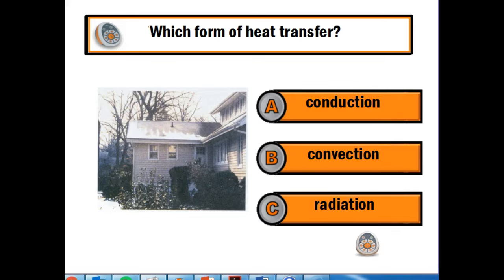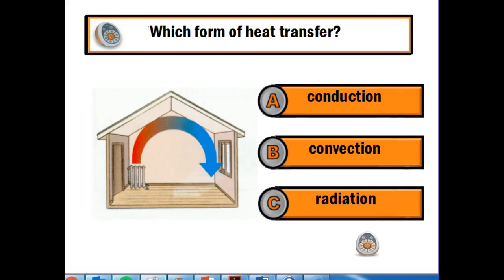Let's try another one. What about this? We have an arrow going up and an arrow going down. Which one?